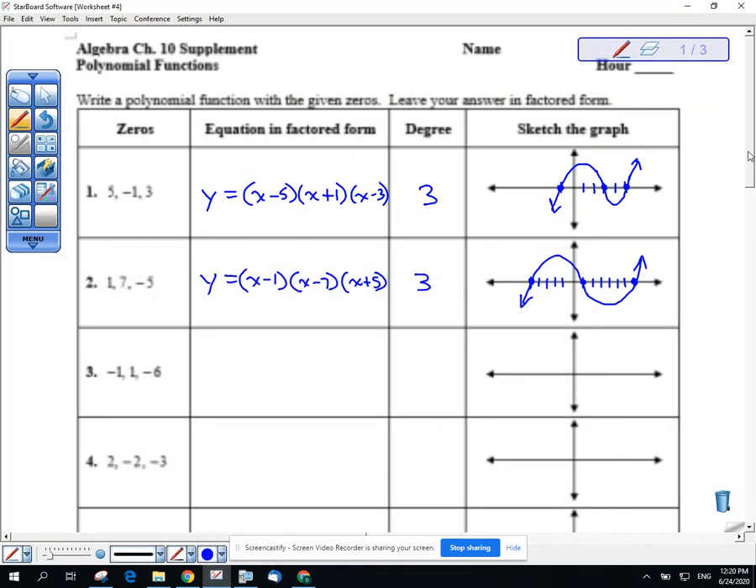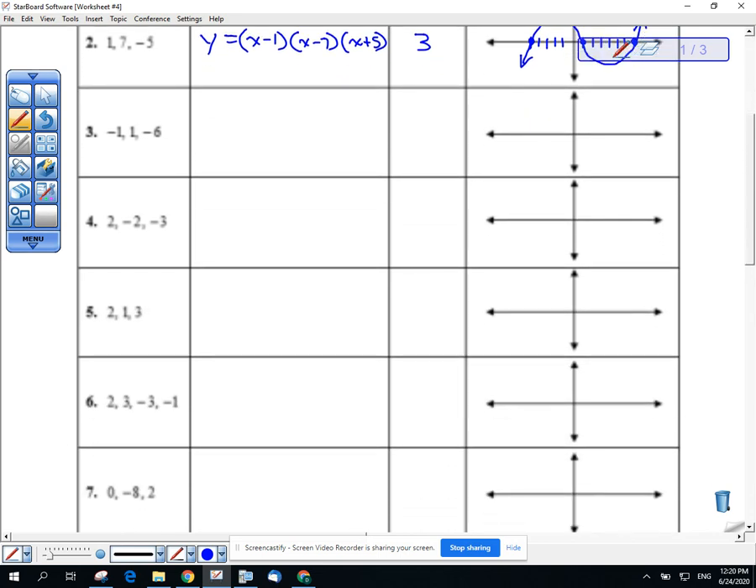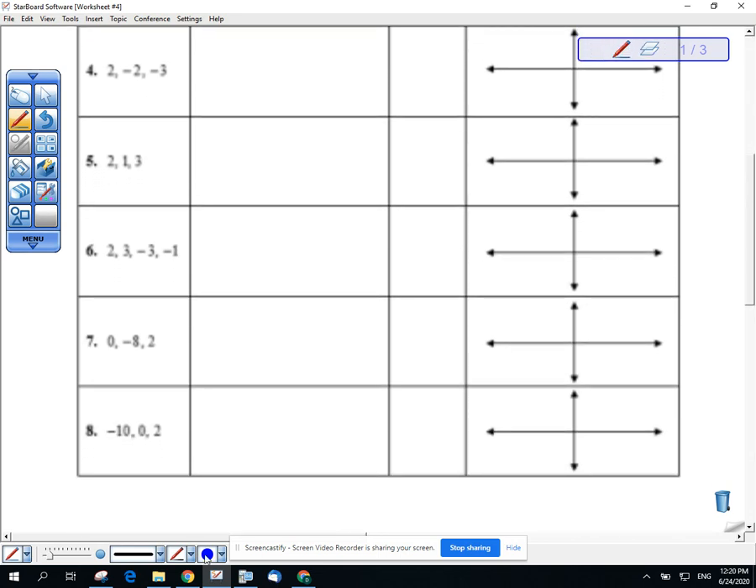Okay, now I'll leave the next few for you to do. Number 6 is a little bit different. Let's go ahead and do that one. Y equals, notice that it has 4 this time, x minus 2, x minus 3, x minus negative 3, so x plus 3, and then this would be x plus 1. X minus 2, I'm going to have to use 2 lines to just show this. X minus 3 times x plus 3 times x plus 1.